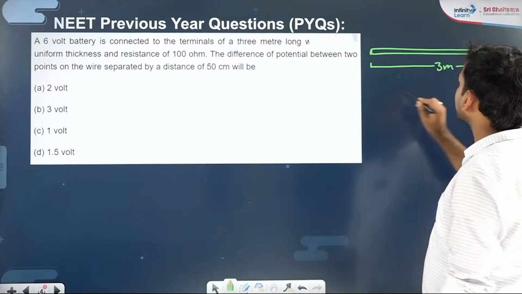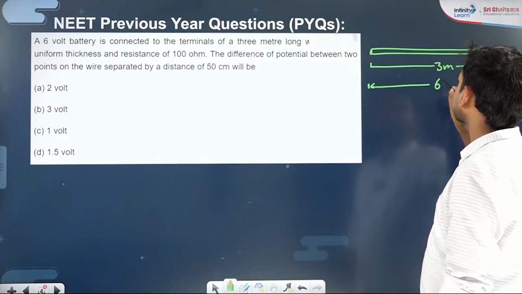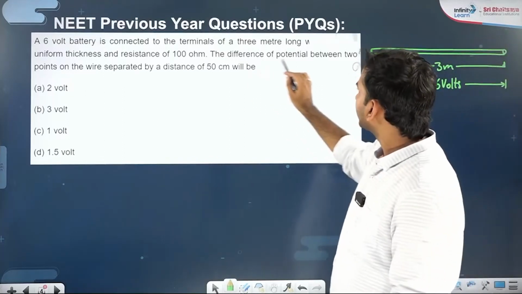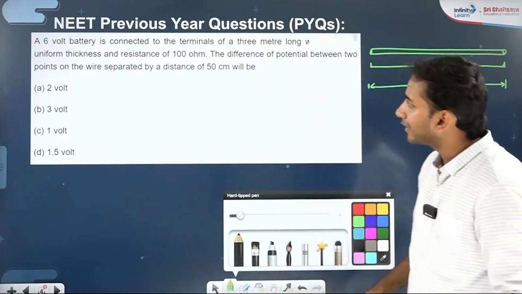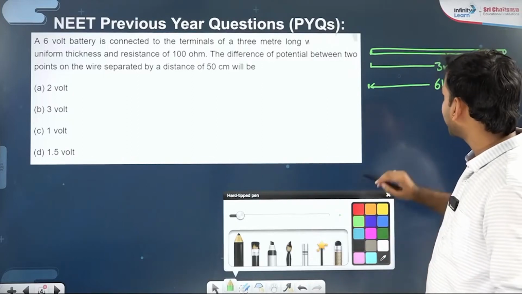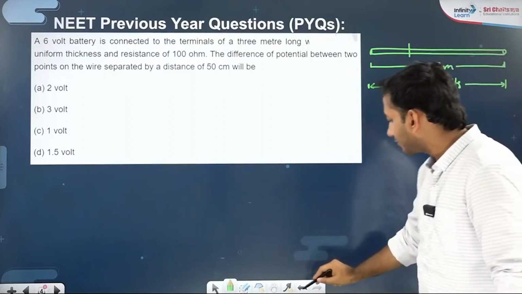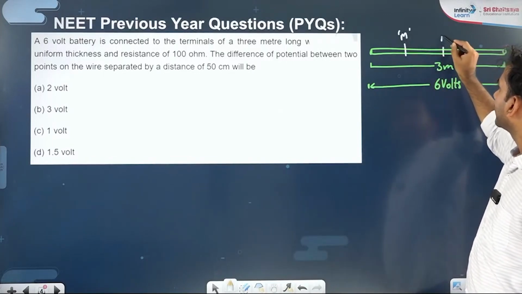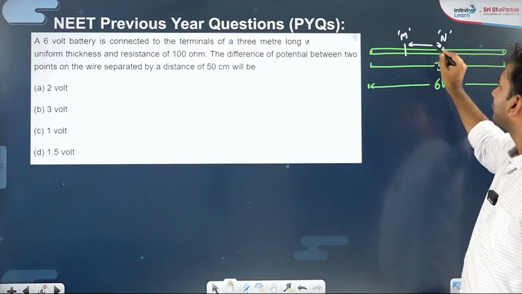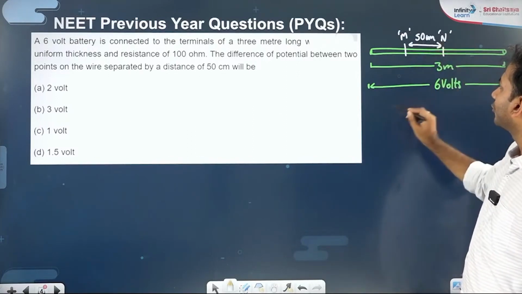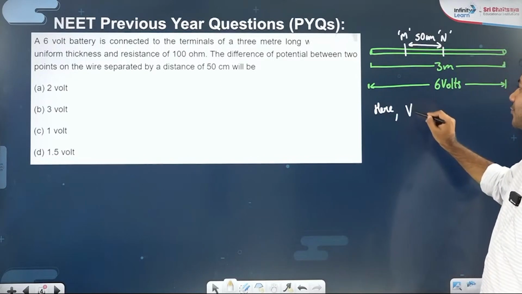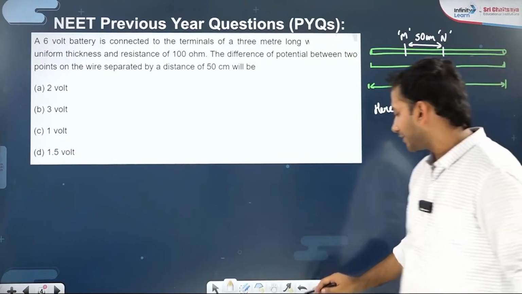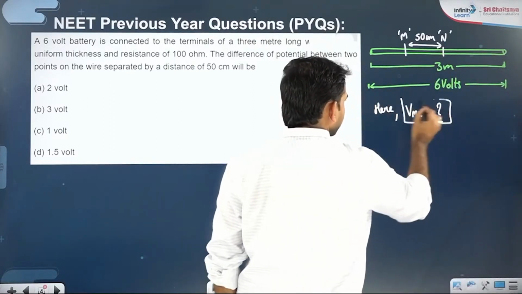Okay. And the potential difference applied from here to here is 6 volts. Now what they are saying is the difference of potential between 2 points on the wire separated by a distance of 50 centimeters. So suppose there are 2 points on the wire, point M and point N. The distance of separation between them is 50 centimeters. What they are asking is, what is the potential difference between M and N? That's the problem. I hope the question has been understood.